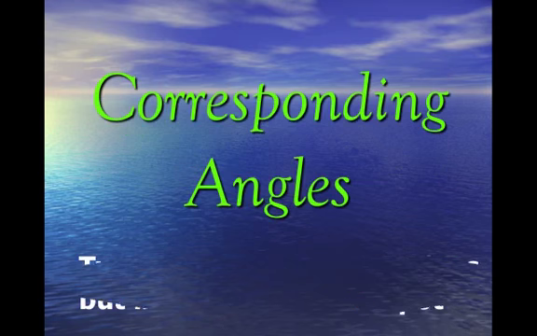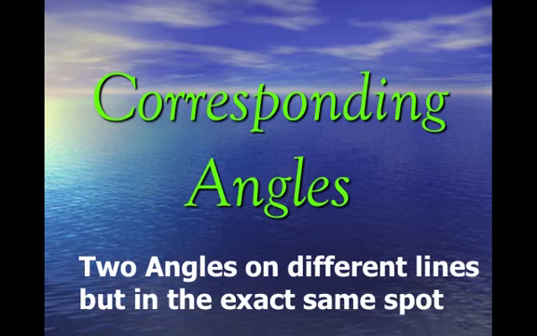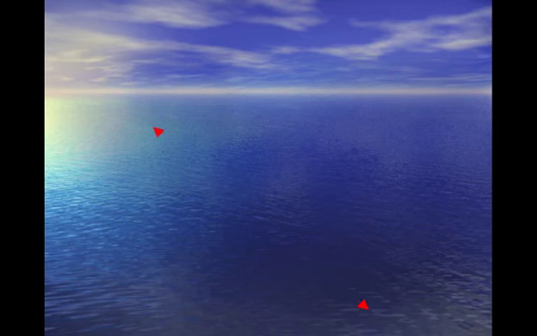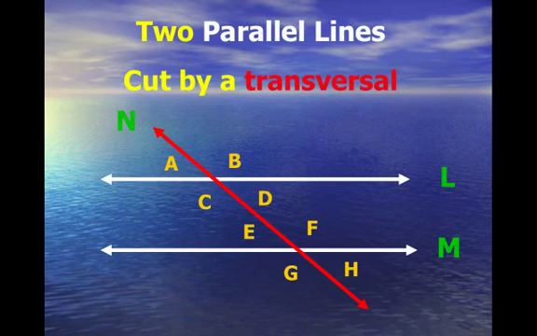Now, first we have corresponding angles. By definition, corresponding angles are two angles on different lines, but in the exact same spot. So if I go back to my model here, and I look at my angles, let's take A, for instance. It's on line L. Notice that in the same position as angle A is angle E, but it's now on line M. These are what are referred to as corresponding angles.